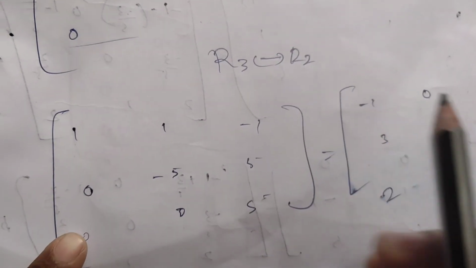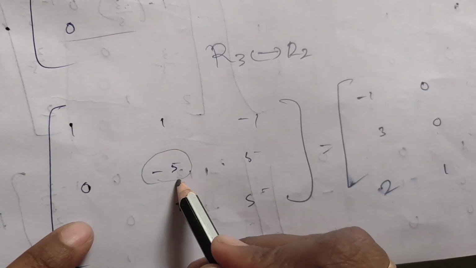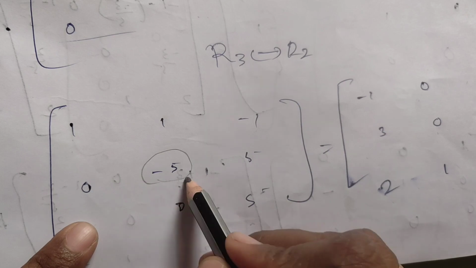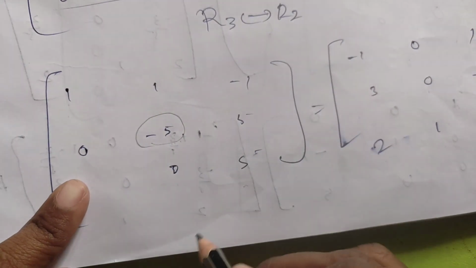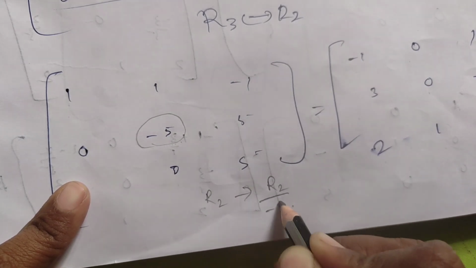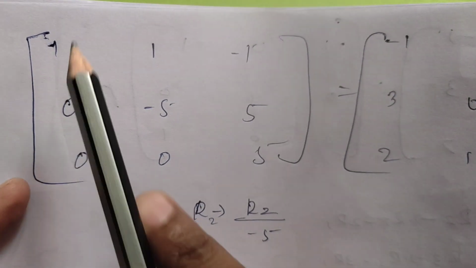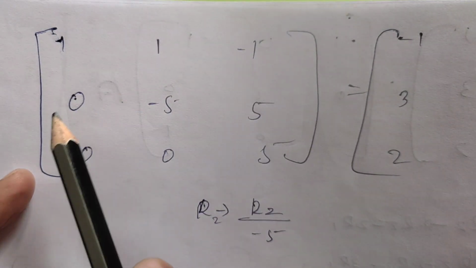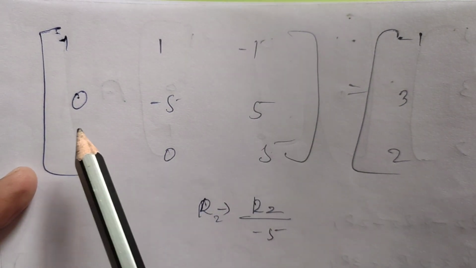So the next step is we have to make this element 1. So how will you make it? Just divide it by minus 5. So it will become 1. So R2 tends to R2 by minus 5. Keep R1 as it is and R3 as it is. Only R2 is getting changed.